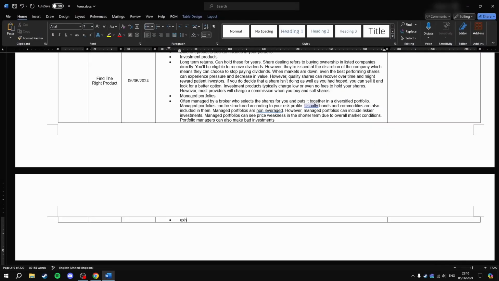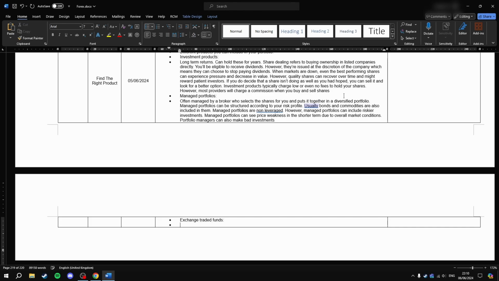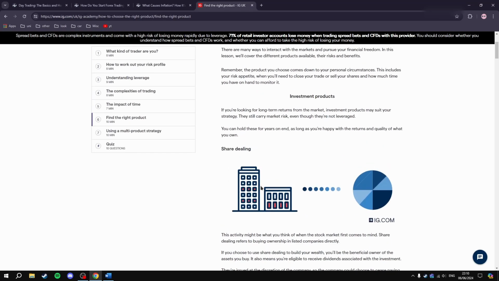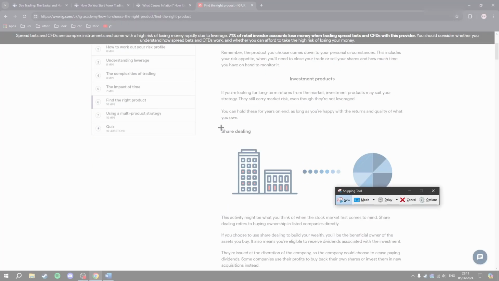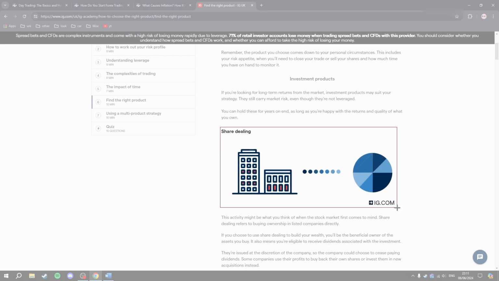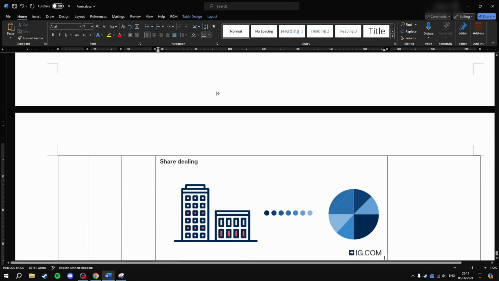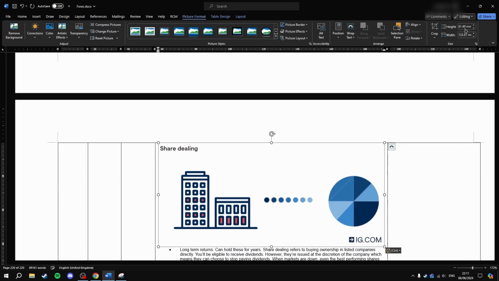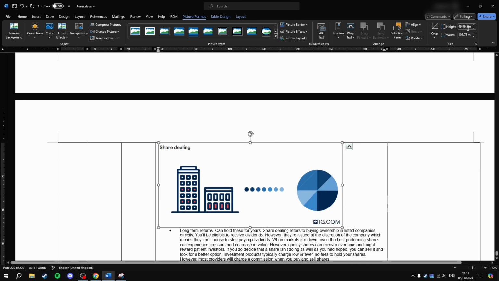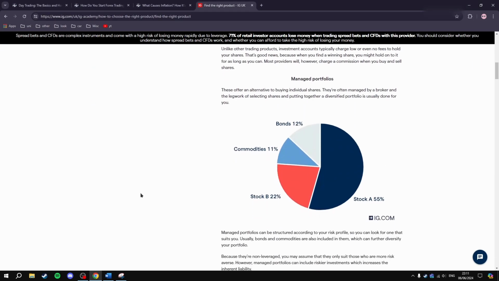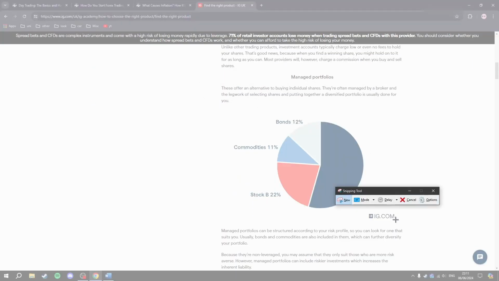So exchange traded funds, or ETF for short. Collection of... very nice diagrams, you know. Do this, bam, bam. What's this? This is investment products. So do that. Then we've got managed portfolios.